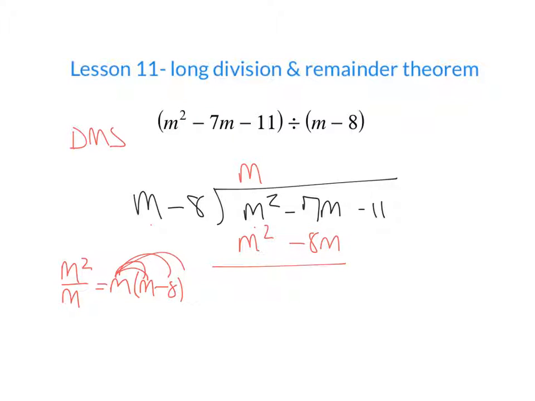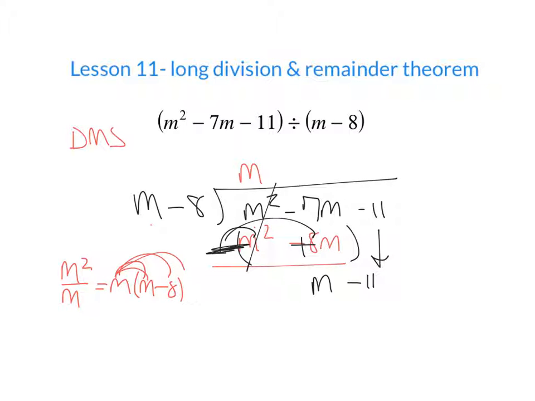Now I'm going to subtract. When you subtract, you change both signs because remember you're distributing a negative in here. So let me just do this over so you guys can see what I'm talking about. So when you distribute that negative into here, this becomes a negative m squared, and that becomes a positive 8m. This cancels, which is what you always want to happen. You'll get a positive m, drop down the negative 11.